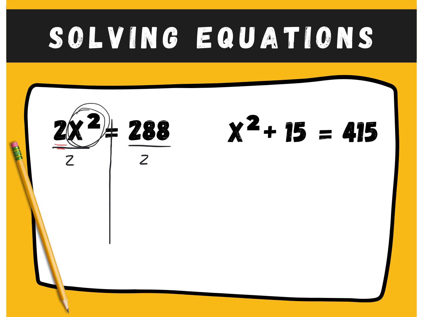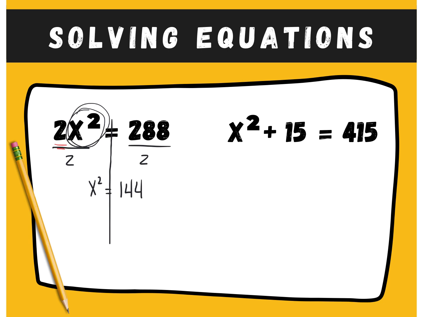Remember, it's in balance, so if I divide the left side and I don't divide the right side, they're no longer equal. That's a problem. So I have to divide both sides. On the left side, 2x squared divided by 2 would leave me with 1x squared, or just x squared. On the right-hand side, 288 divided by 2 would be 144.